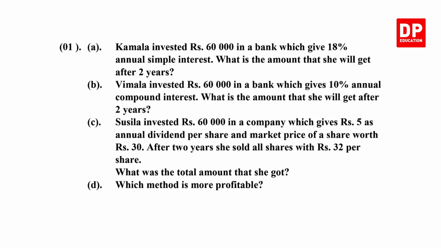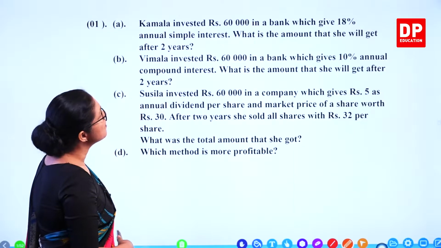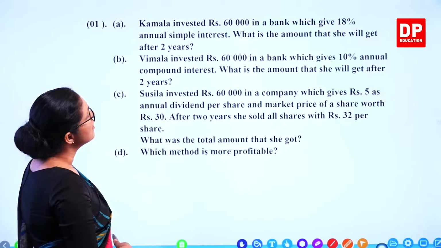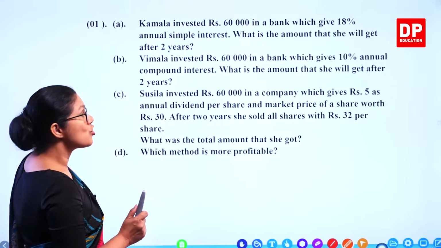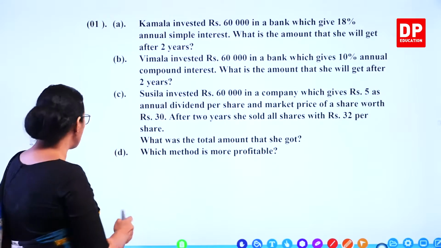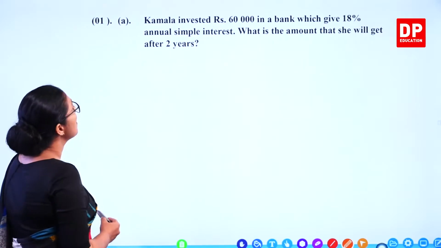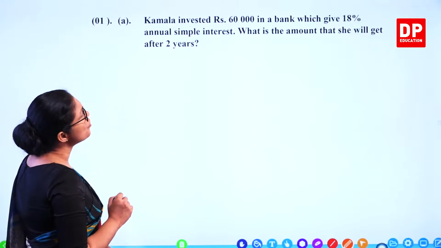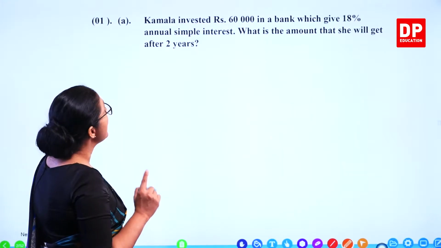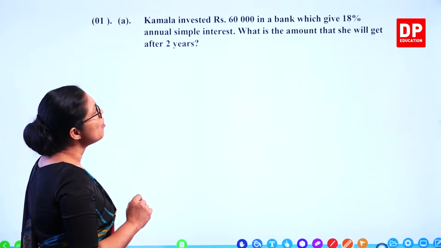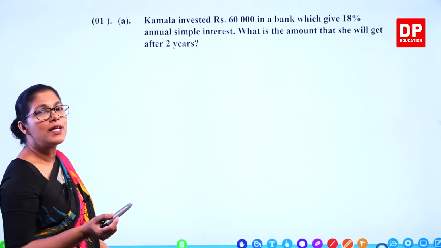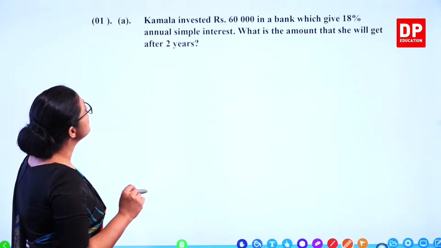Let's take question number 1 in paper 2. This is about percentage question. So compound interest, simple interest, and share market problem. So let's do separately. Kamala invested 60,000 rupees in a bank which gives 18% annual simple interest rate. What is the amount that she will get after 2 years? So what's the amount she will get?